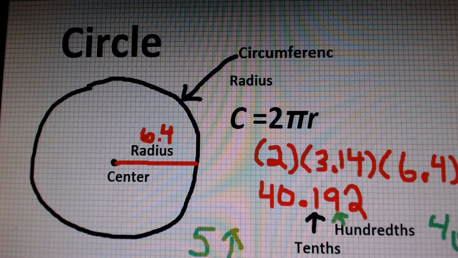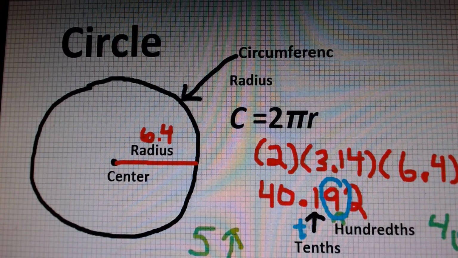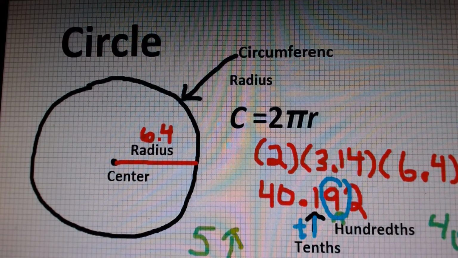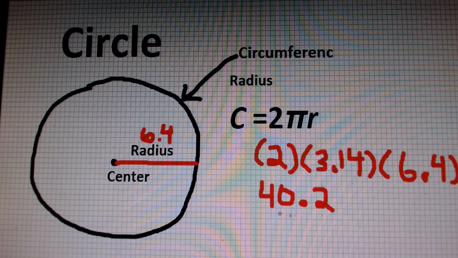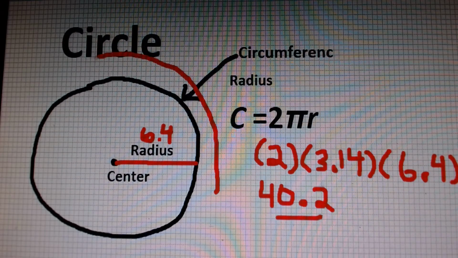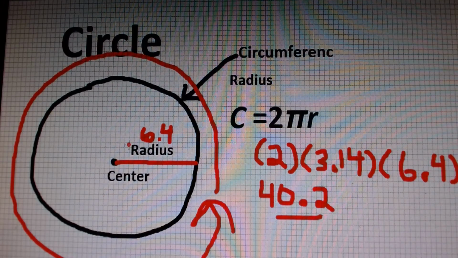The number in the hundredths spot is a 9. Well, the 9 is 5 or greater, so I'm going to add 1 to the one that's already there. 1 plus 1 is 2. Therefore, my answer is 40.2. So 40.2 is my distance around the circle, also known as the circumference of the circle.